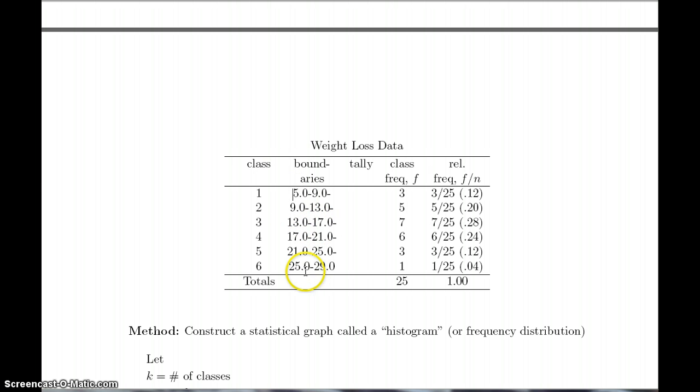So these would be our classes, and you notice here there's a minus sign. That means you go up to 9 but not including 9. Sometimes people write 5 to 8.9 or less than 9. I prefer this notation. It's a matter of preference. So we have the range of possible values from 5 to 29 all included. We have 6 classes, and now we do a tally basically.